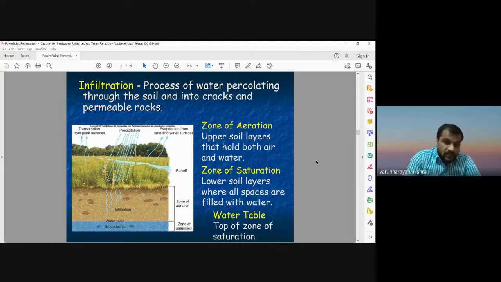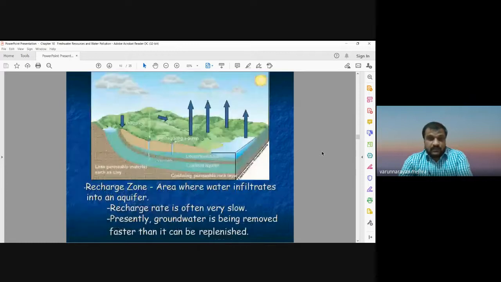The water stored in the zone of saturation in different aquifers is known as the aquifer zone. So the aquifer zone is very important. It should have a good amount of water so it can be used for further applications. So this is the process of infiltration. Okay, this is another example. This is another figure showing how the infiltration process is happening there.